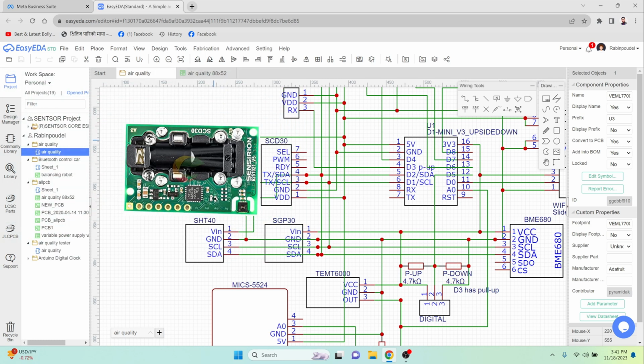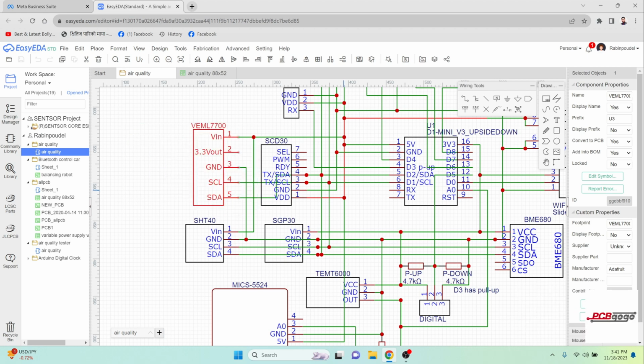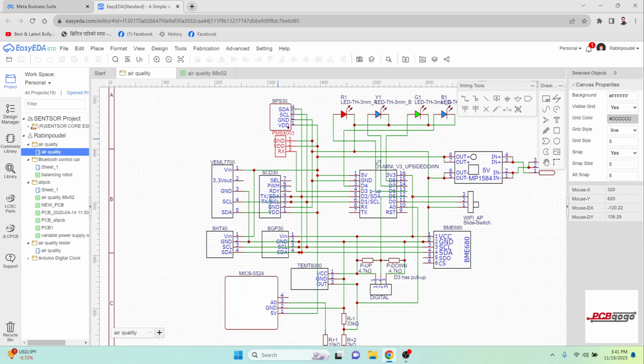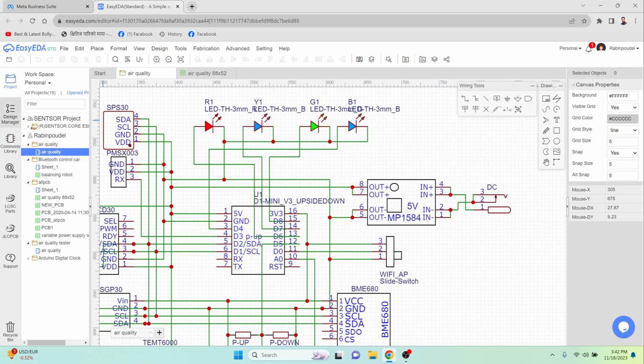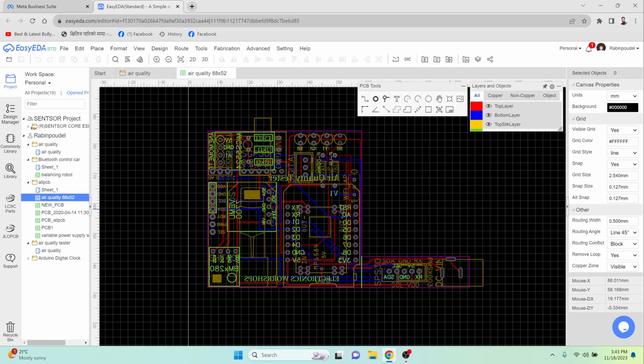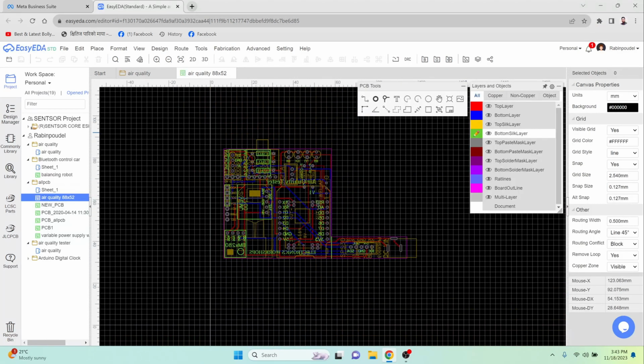SCD30 sensor is carbon dioxide, humidity, and temperature sensor, which is connected to I2C pin of Node MCU. The Sensirion particulate matter sensor SPS30 is a compact, high-quality, optical particle sensor. This sensor is also connected to I2C pin of Node MCU. These are the output LEDs pin, which is controlled by the output pin of Node MCU. We have completed the schematic diagram. Now, let's see the PCB and 3D view of the project.